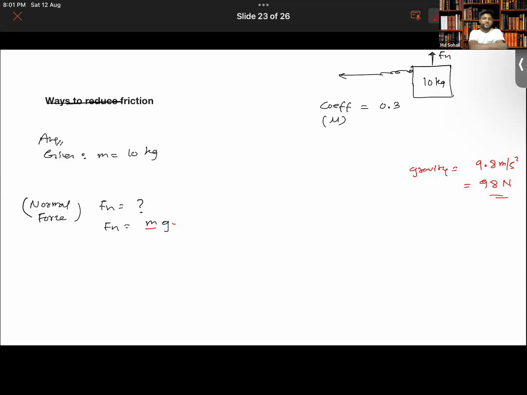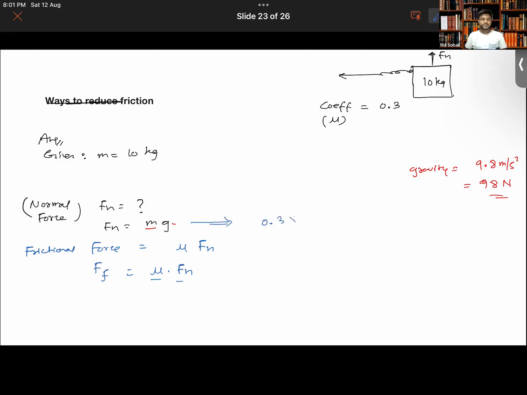Now we know the formula to calculate the frictional force. Can you guys recall it? We just discussed it moments ago. Yes, sir. The coefficient multiplied by the normal force, Fn. Right. So frictional force equals the coefficient multiplied by Fn, right? As the values are given here, the coefficient is given, and the normal force we can calculate here.